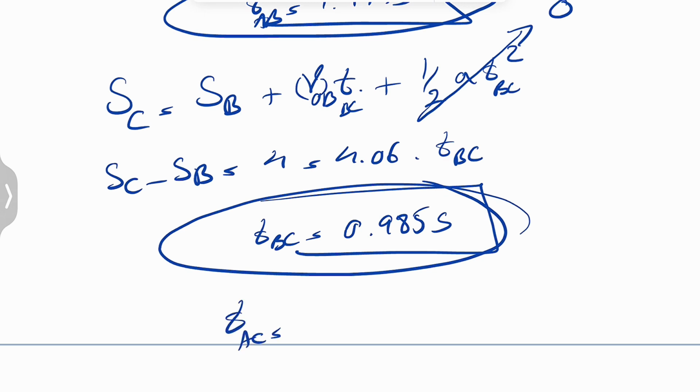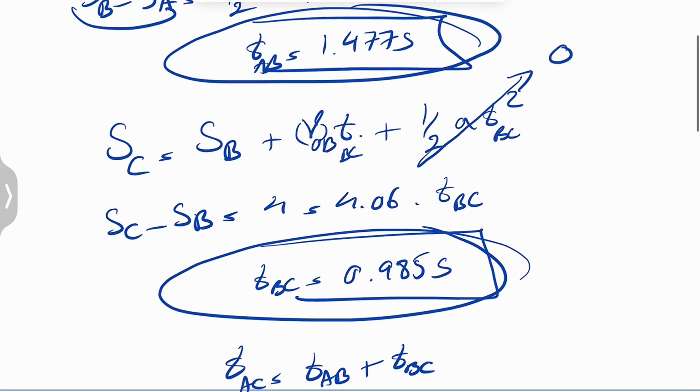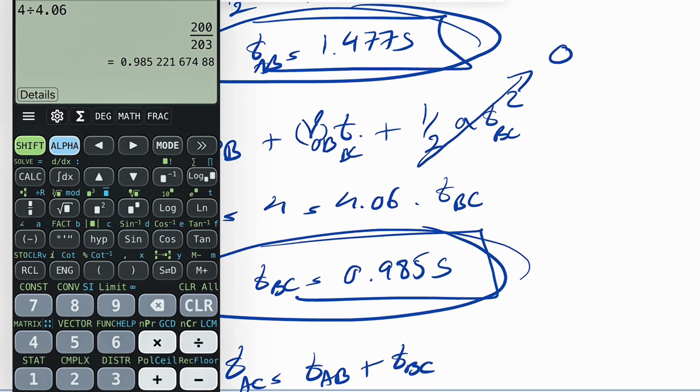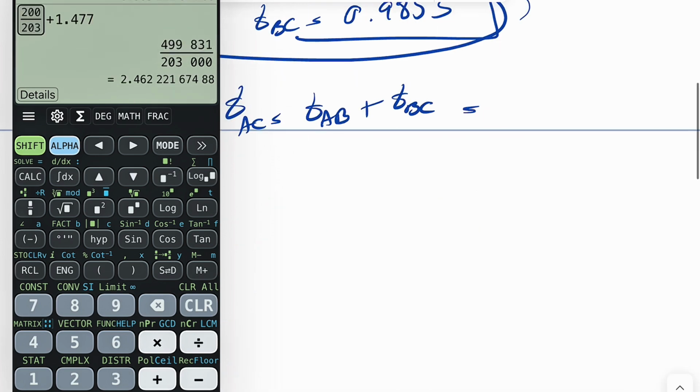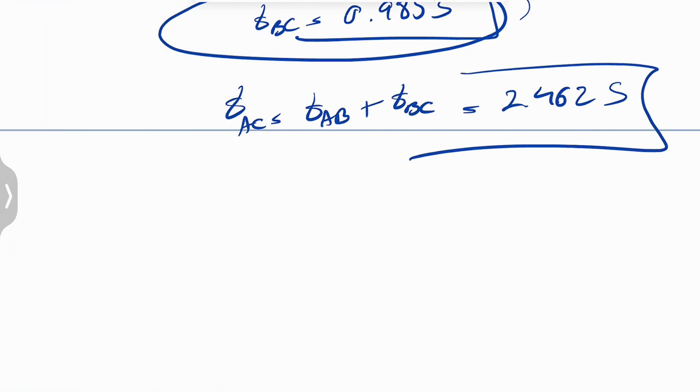So as I mentioned, the time that we are looking for is TAB plus TBC. Our TAC is TAB plus TBC, or the value that we found here, 0.985, plus 1.477. And the final time that we're going to get is 2.462 seconds. And that is the final answer for this question.